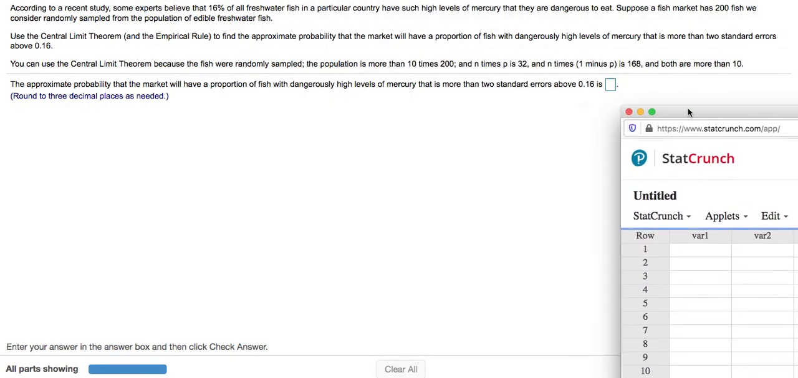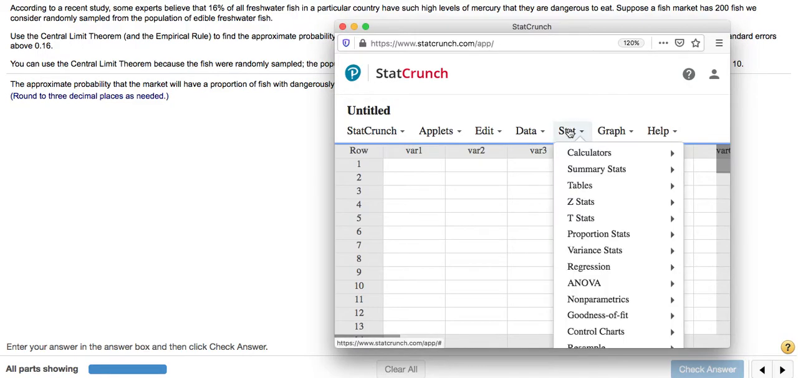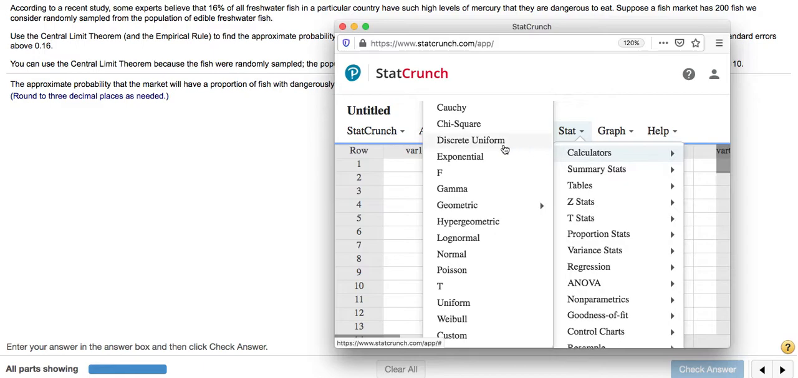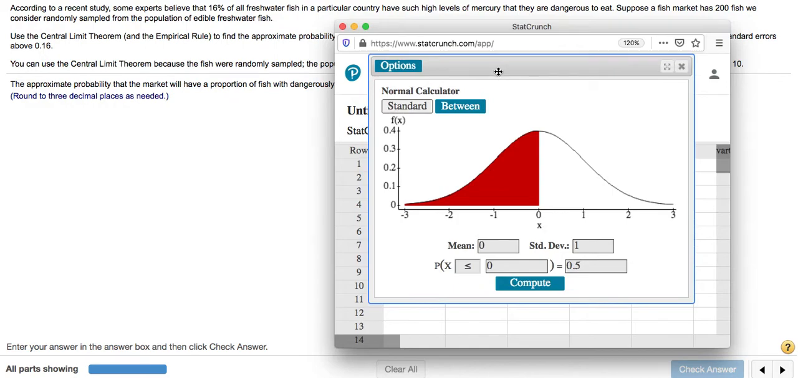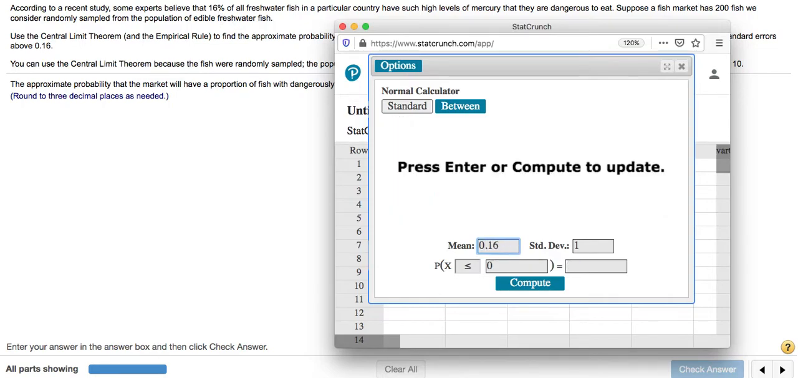so I'm going to open up StatCrunch, and I'm going to use the normal calculator. So I'll go to Stat, Calculator, I'll select Normal, and use this thing. What we want to do is come up with a mean and a standard deviation for this particular distribution. So the mean for this sampling distribution, for this proportion, is going to be equal to this number here. So in place of the mean, I'm going to write it as 0.16, which represents the 16%.